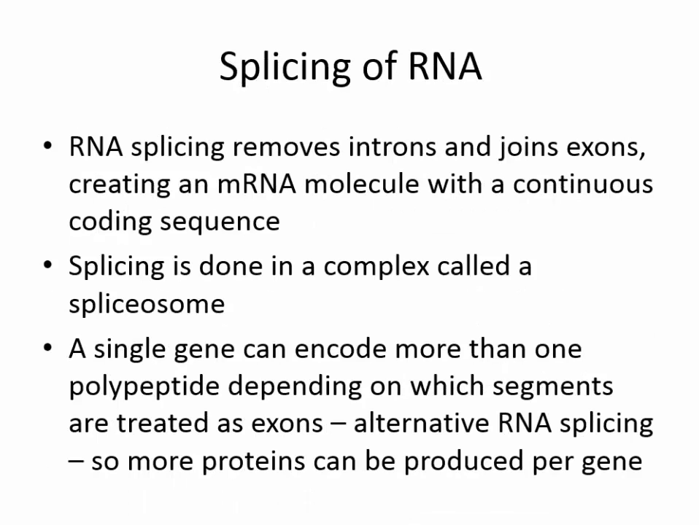RNA splicing removes introns and joins exons, creating an mRNA molecule with a continuous coding sequence. Splicing is done in a complex called a spliceosome. A single gene can encode more than one polypeptide depending on which segments are treated as exons. Alternative RNA splicing, so more proteins can be produced per gene.